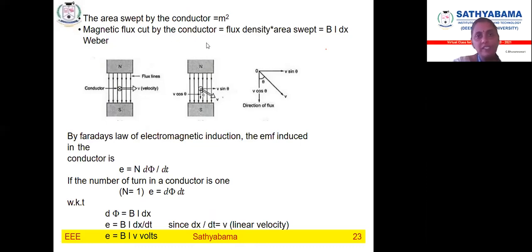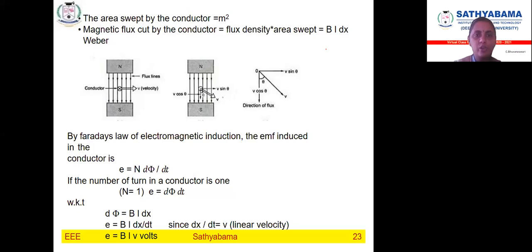Next, magnetic flux cut by the conductor. The magnetic flux cut by the conductor is equal to flux density into area swept. Flux density into area swept, that is what is given by the formula. B is equal to 5 by 8. So the same thing is written like that. So this is equal to B into L into dx. Whatever we had seen, the same thing.